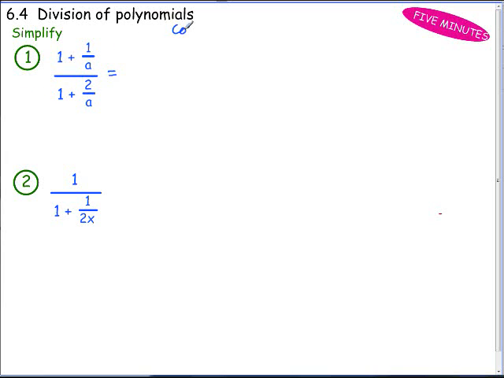What are we looking at here? This is a complex rational expression. That is, we have a rational expression in the numerator and a rational expression in the denominator. So the way we've been handling these is to get the numerator into a single fraction, the denominator into a single fraction, and then set it up as a division of fractions.